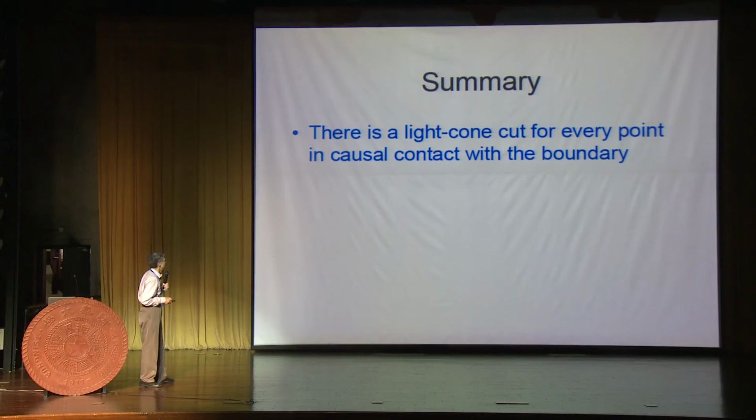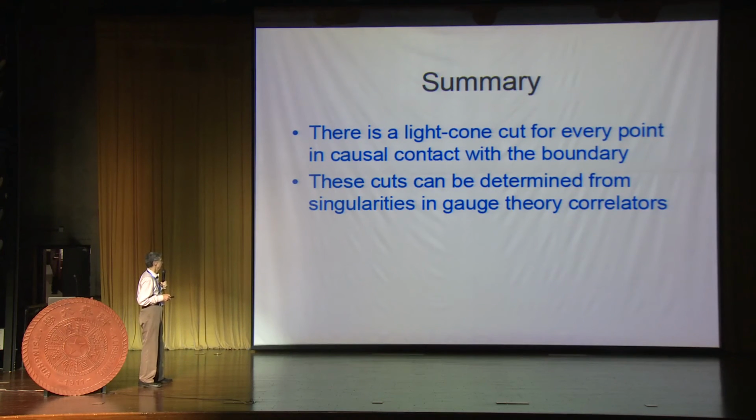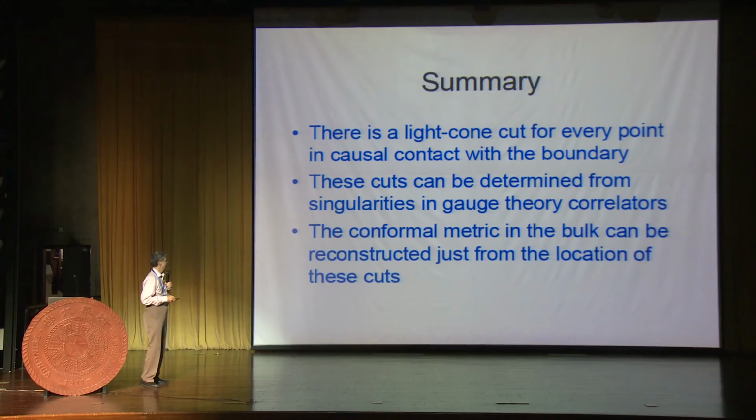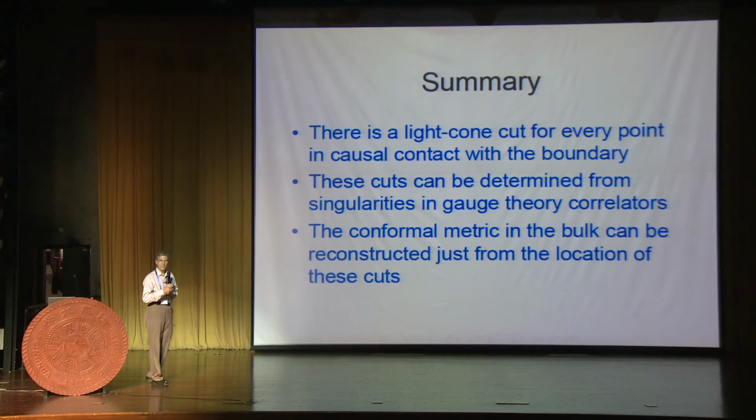OK, so to summarize, I told you there's a light cone cut for every point in causal contact with the boundary. These cuts can be determined from singularities in the gauge theory correlators. And the conformal metric in the bulk can be reconstructed just from the location of these cuts. And as I just said, if we use some information about the bulk equations of motion, in some cases we can determine the conformal factor as well.